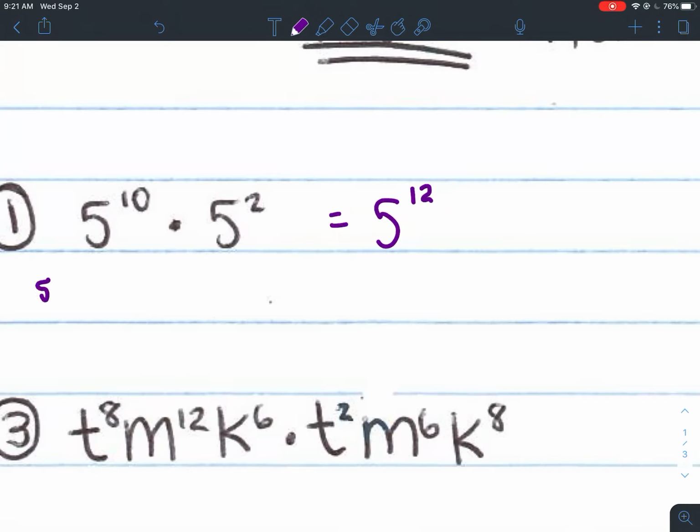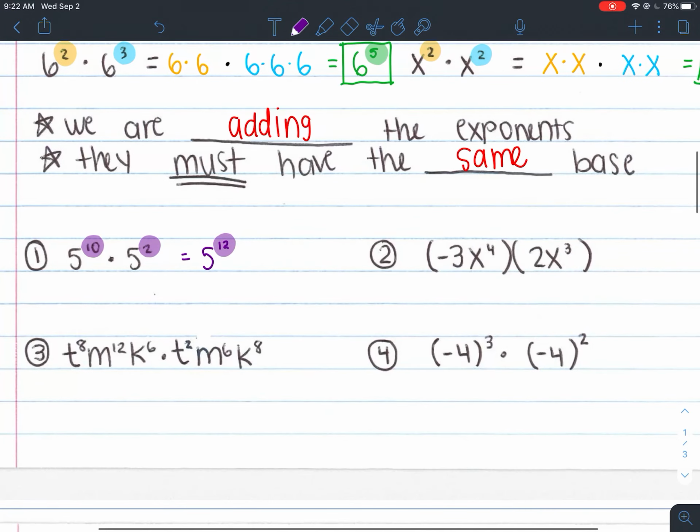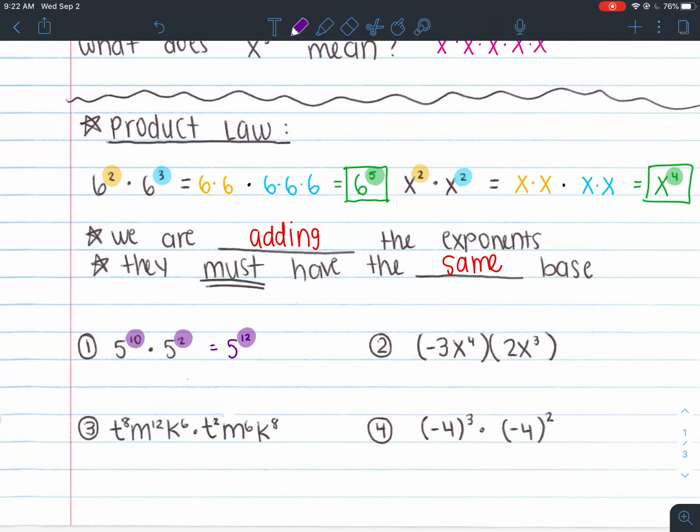So really, I can write this out for you. 1, 2, 3, 4, 5, 6, 7, 8, 9, 10. So that's 5 to the 10th, and then you have 5 squared. And then you're multiplying those together. So then how many 5s are you multiplying all together? You're multiplying 12 of them together. So instead of writing all those 5s out, you're like, okay, let me just use the shortcut, which is the product law, which tells me 10 plus 2, I have 12 of these. And the only reason why I can combine them is because they have the same base. I cannot combine them if they do not have the same base. Okay? All right. Remember, this is called the product law. I don't expect you to memorize the names, but I do expect you to know how to use the rule.